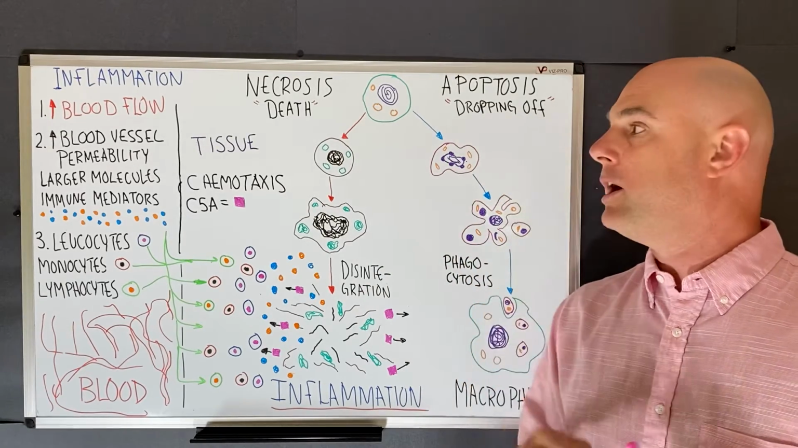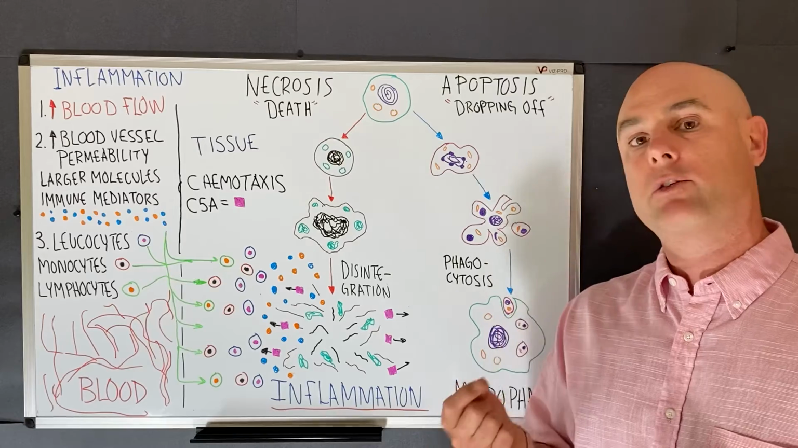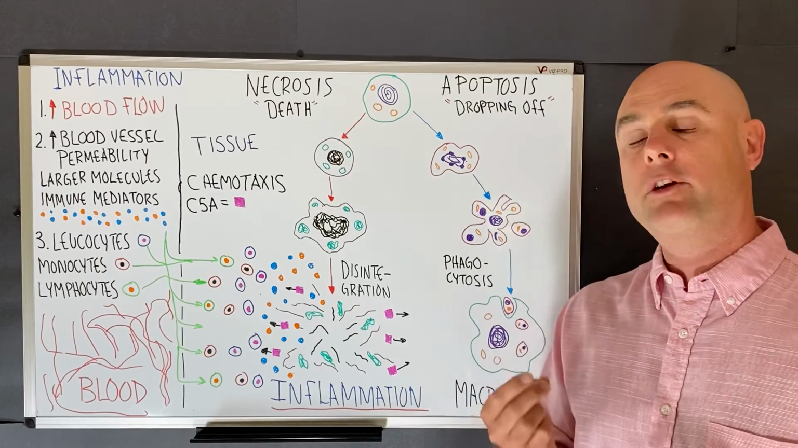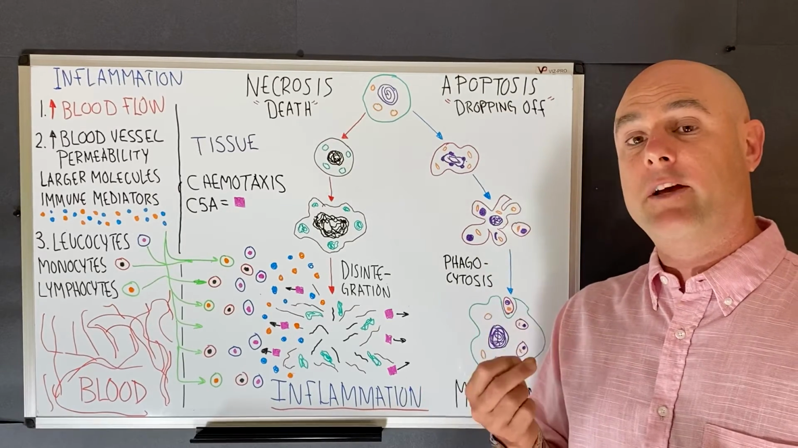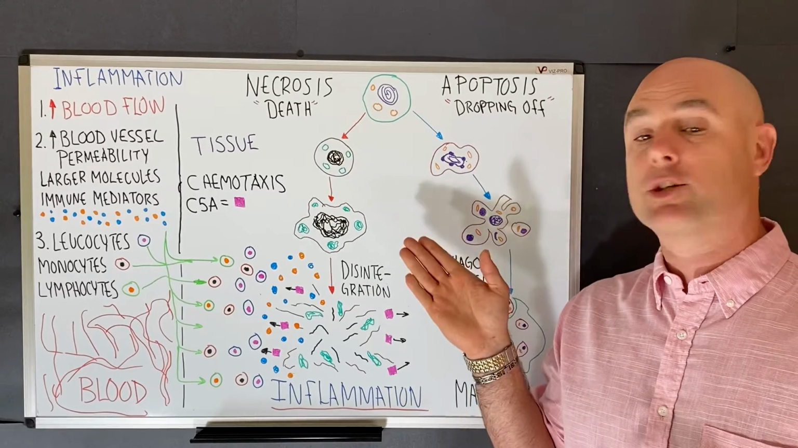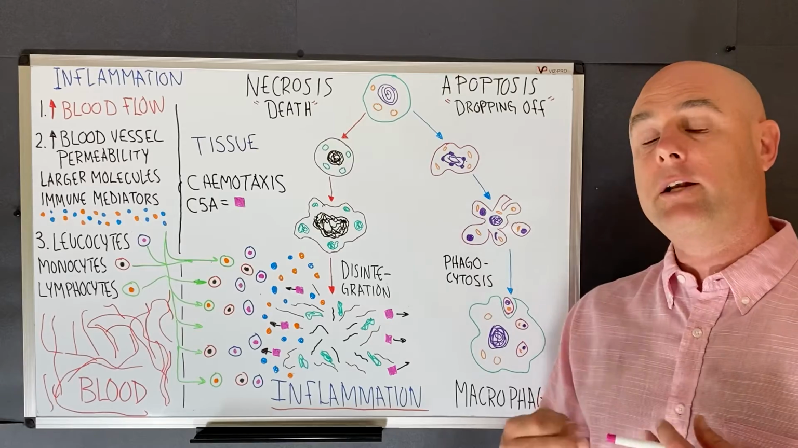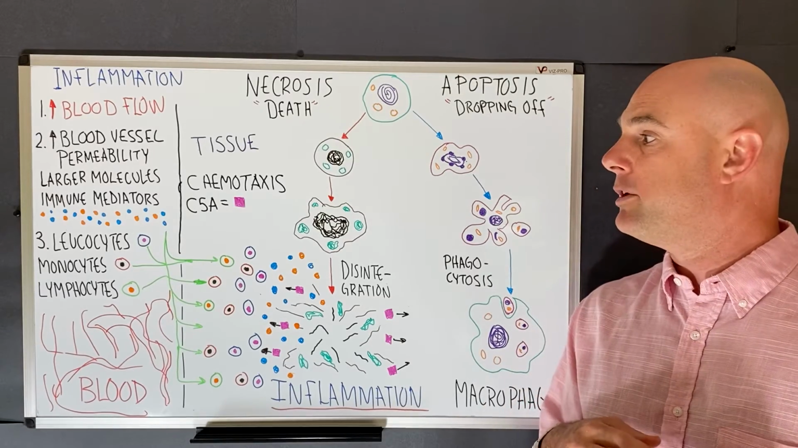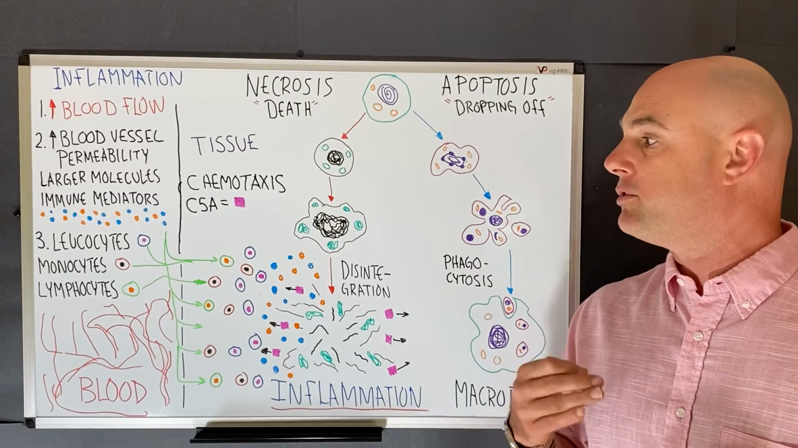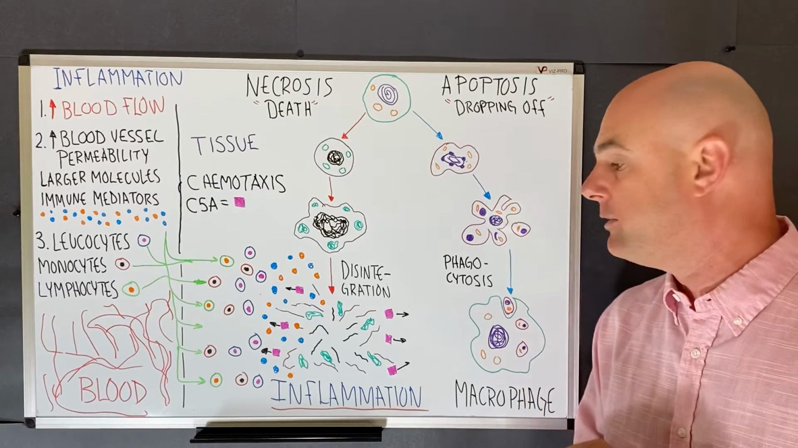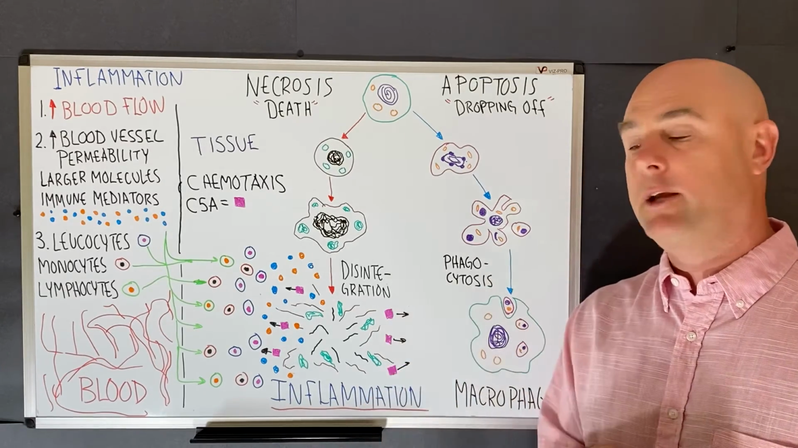So those are the three hallmarks of inflammation: increased blood flow to the area, increased permeability in the blood vessels to the area, which allows larger molecules such as immune mediators to pass through. Finally, we have a complete immune response in that we have leukocytes, monocytes, and lymphocytes drawn to the inflamed area.